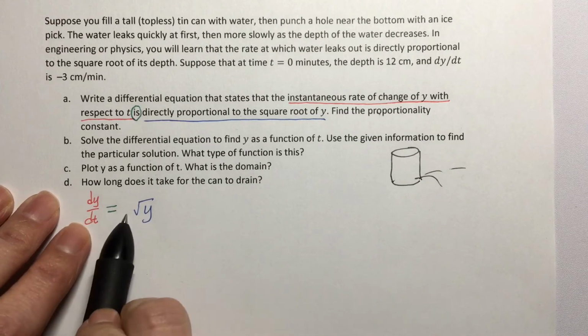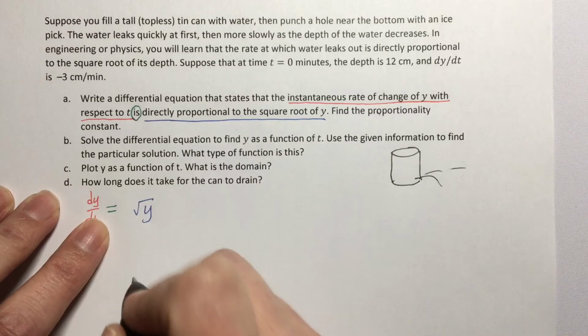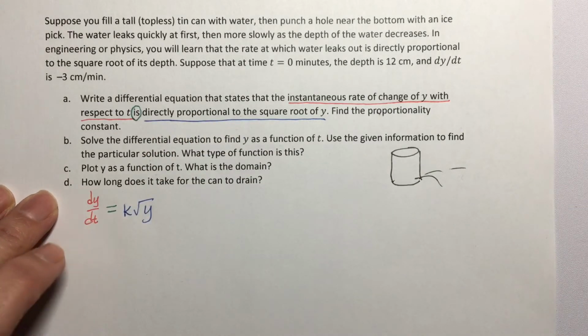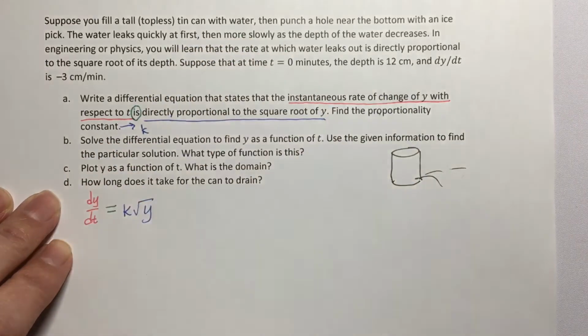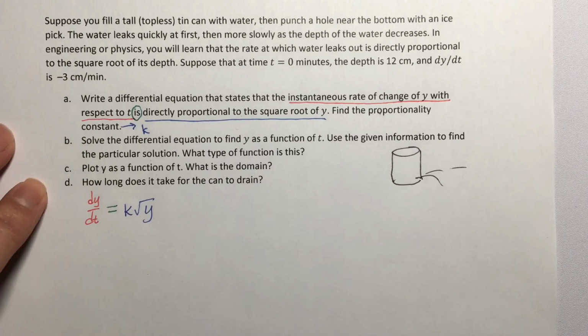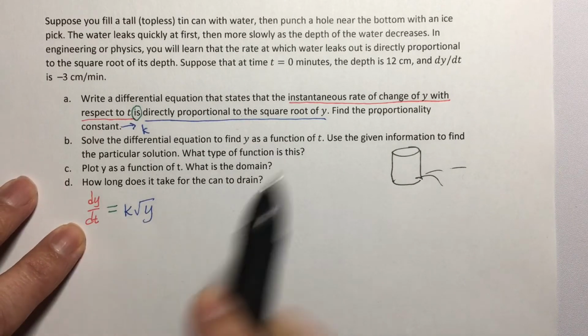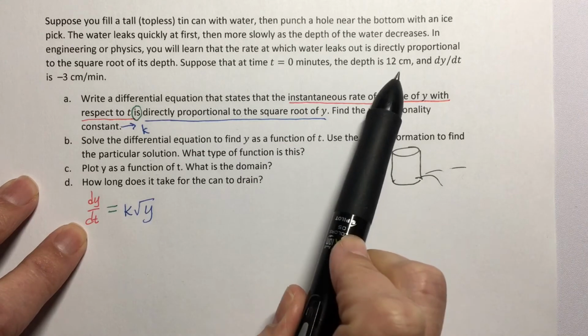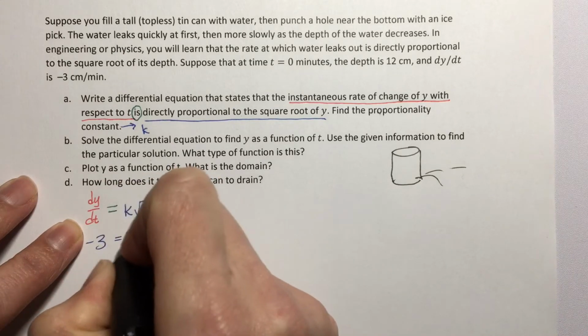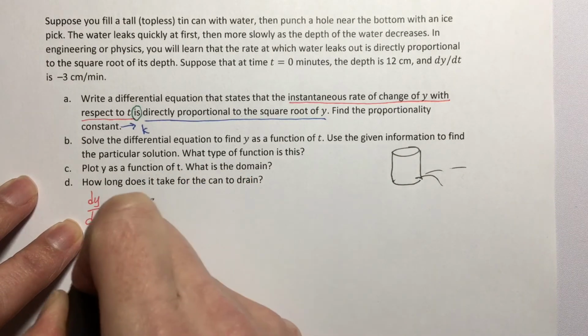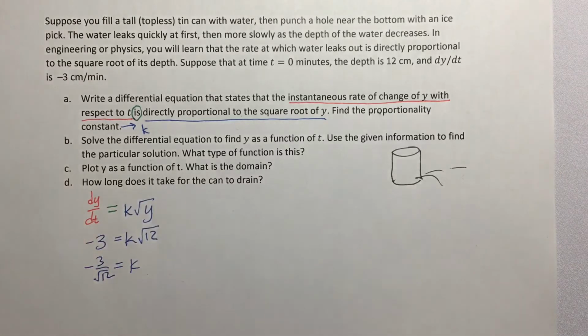So we'll put a constant in here, and we don't know what this is yet, but I'm going to put a k in there. Then it says find the proportionality constant. That's the k. So we know that at time 0, the depth is 12, so y is 12, and dy/dt is -3. So -3 is k times the square root of 12, so k is -3 over root 12. I know I could find the decimal for that or clean it up. Some of y'all like to rationalize denominators, but I'm just going to leave it as that. Okay, so that's part A.